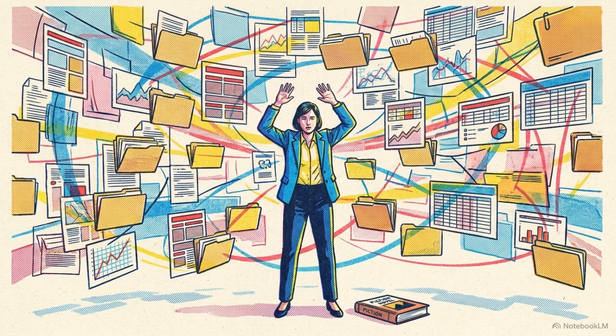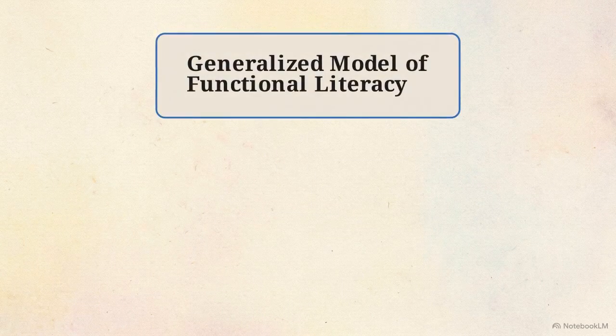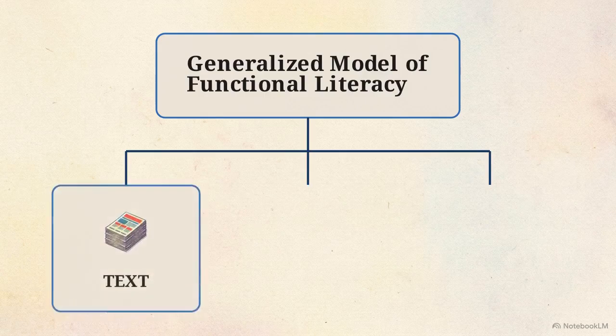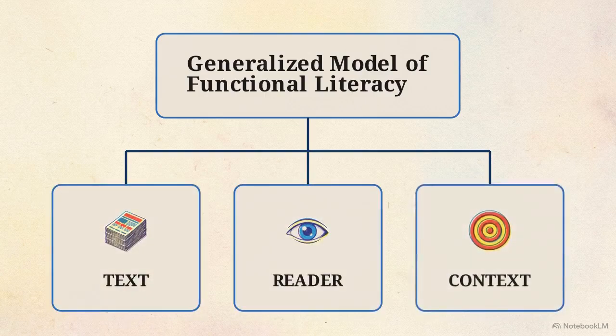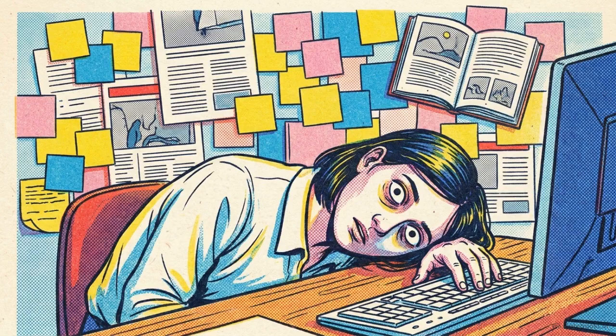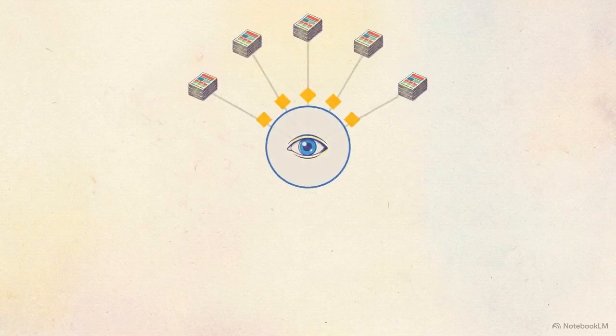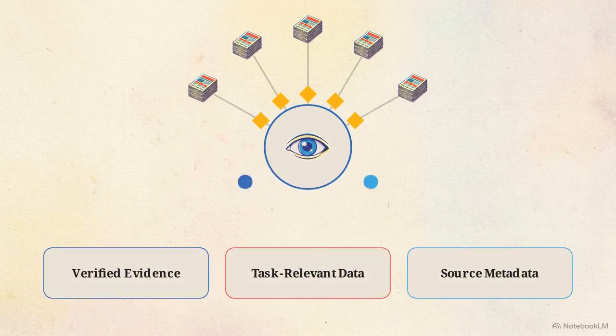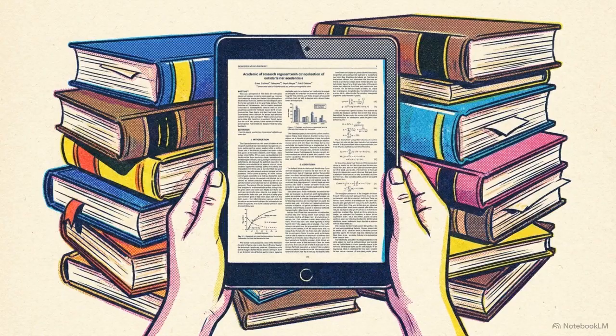To map the shift from the traditional reading model to this generalized model of functional literacy, we must examine the process across three specific dimensions: the text, the reader, and the context. Treating modern multi-document research as a simple reading task guarantees cognitive overload. Navigating these arrays is a distinct psychological activity, requiring an entirely different set of mental tools. We begin by redefining the material we are reading.